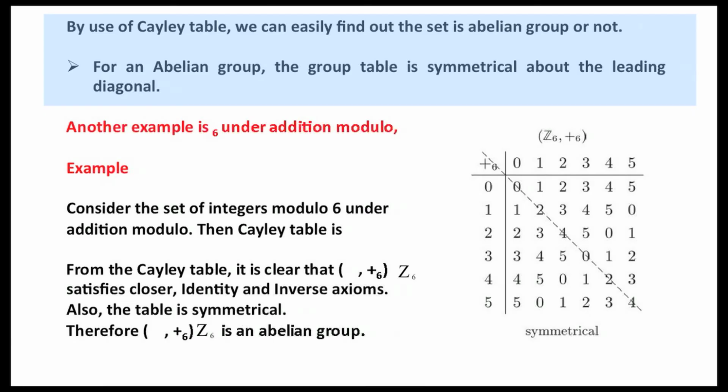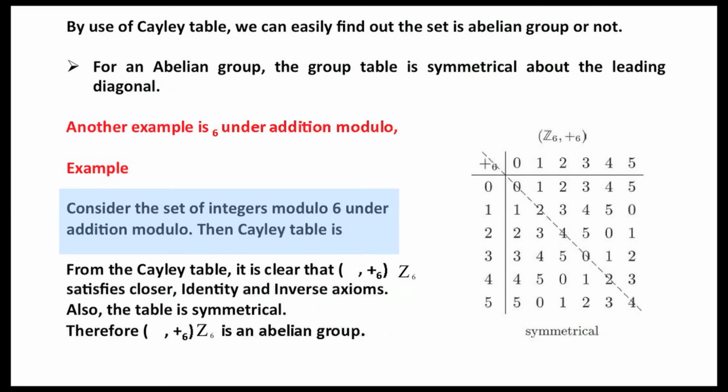By use of a Cayley table, we can easily find out whether a set is an abelian group or not. For an abelian group, the group table is symmetrical about the leading diagonal. Another example is Z6 under addition modulo 6. Consider the set of integers modulo 6 under addition modulo 6. Then the Cayley table looks like this.